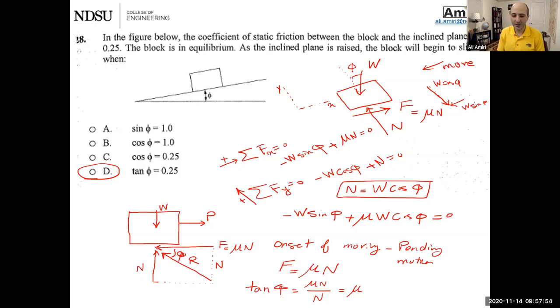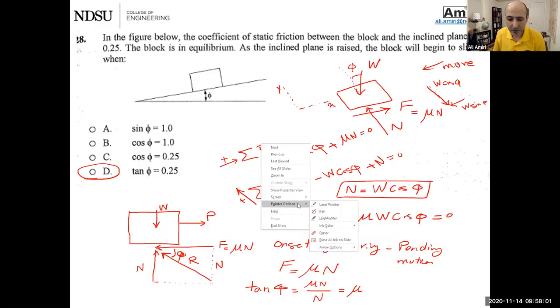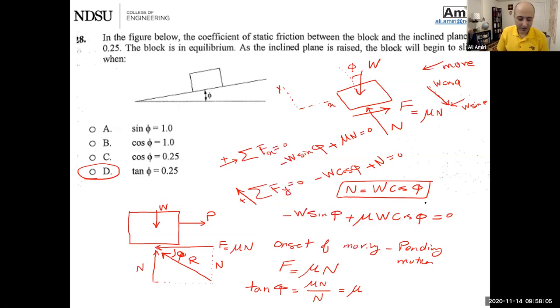Okay, kind of running out of space here. I'm going to write it a little bit smaller, but let me change my pen color so it's easier to keep track of. So therefore, W sine phi equals mu W cosine phi.